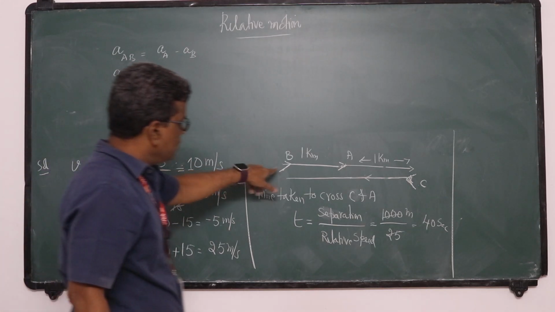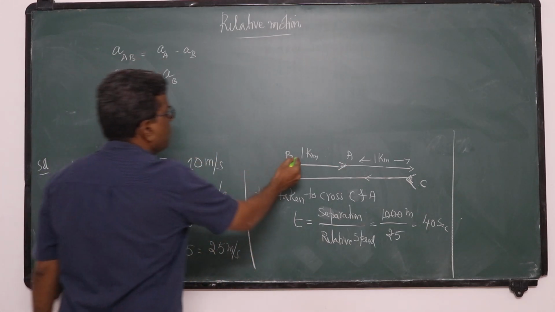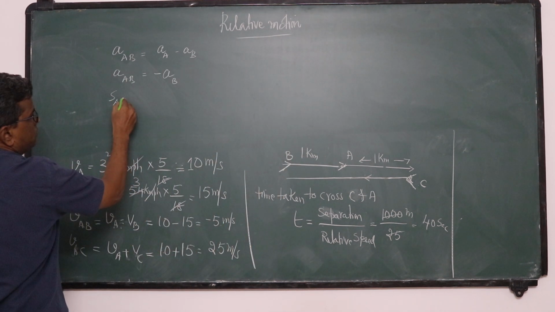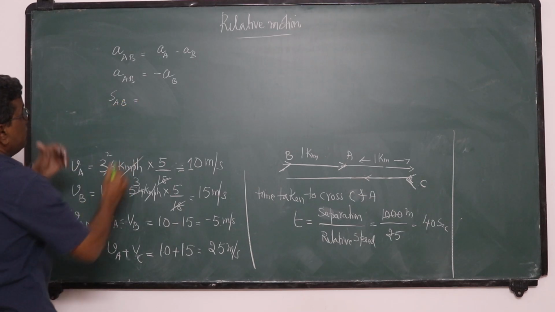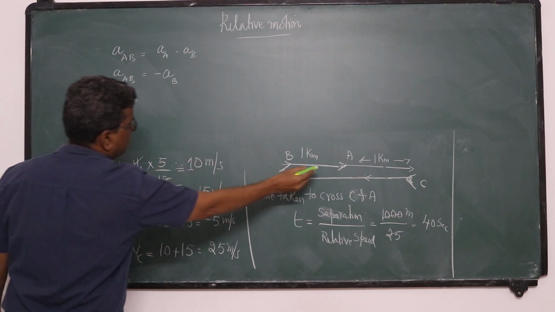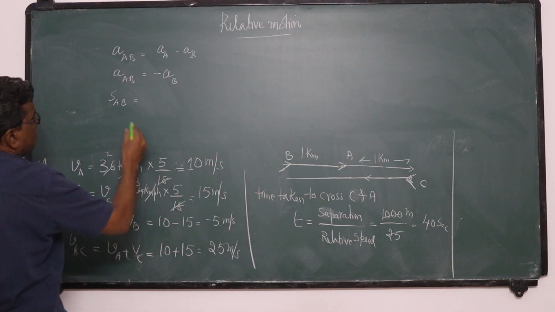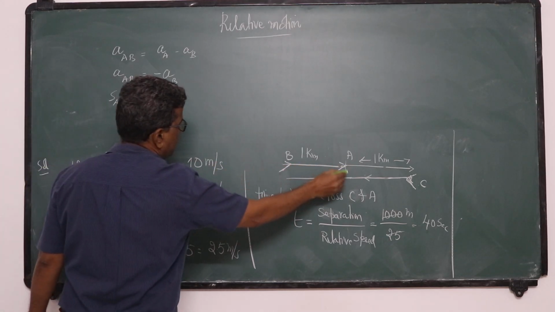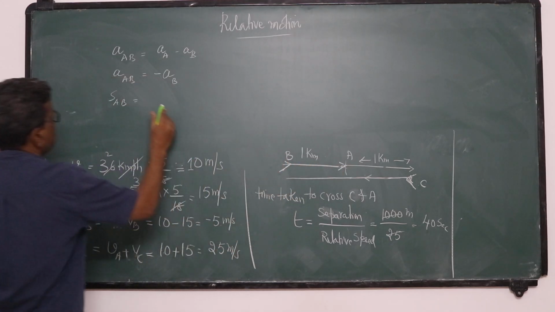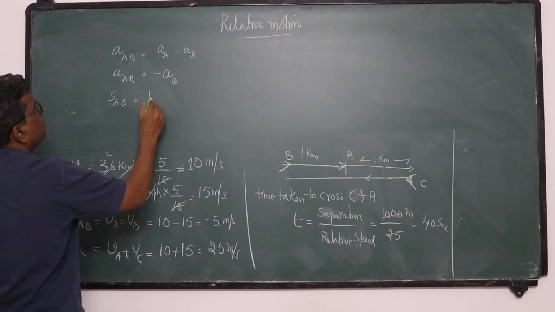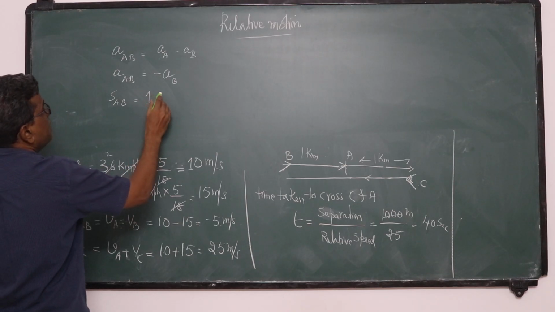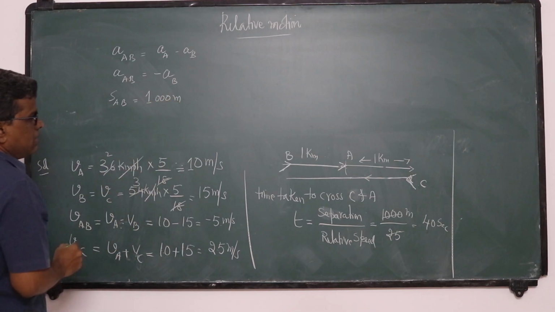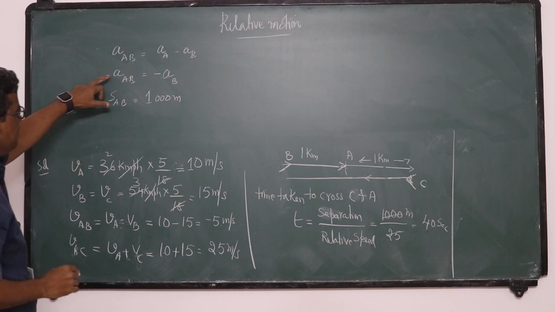So now what is the separation? 1 kilometer. Separation of A with respect to B: separation of A minus separation of B. A is 1 kilometer, B is 0, let it be. So this is 1 kilometer. Okay, 1 kilometer is 1000 meters.